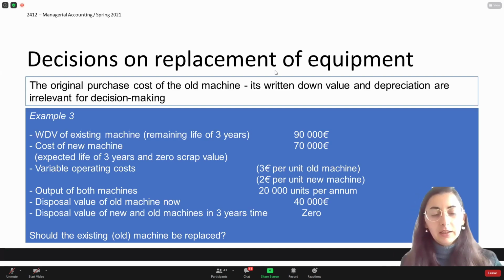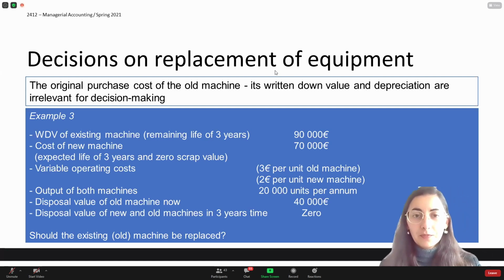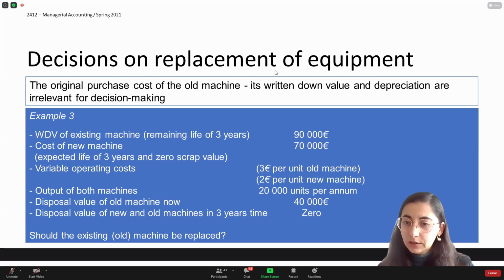Okay, is it clear? Anyone wants to comment further on this? No, so let me just check what we have here on the chat. So Frederick is saying about installation time of the new machine. Yep, that would also be an opportunity cost.